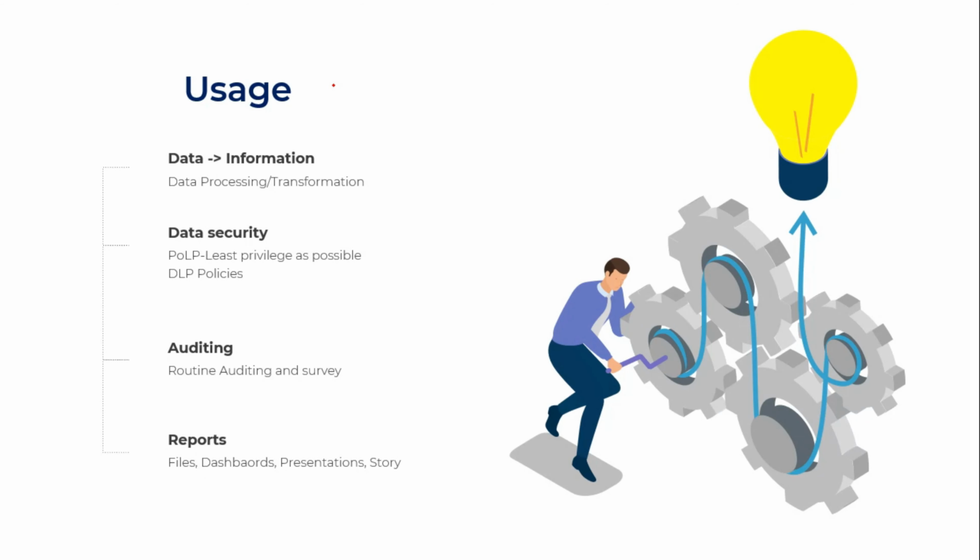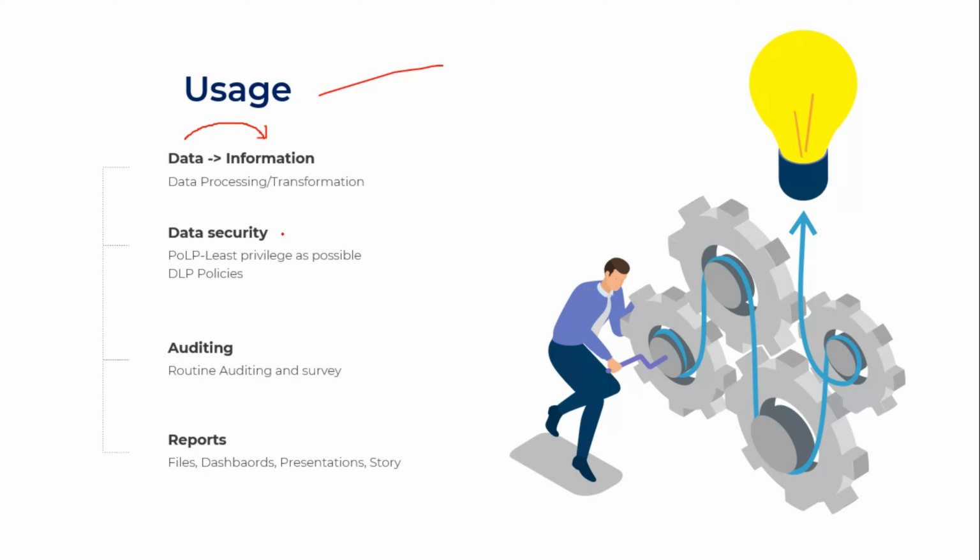When it comes to usage, after the data is generated and stored, it can be used by different applications, and these applications can convert the data into information. Data will be converted to information using some data processing or data transformation. This again happens using different tools and different programming languages, so the data can be processed or transformed.